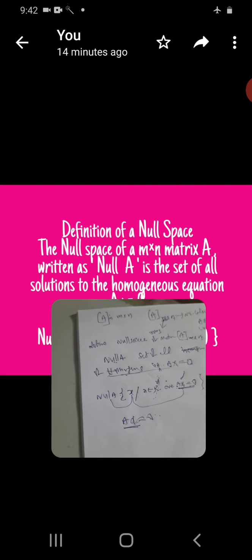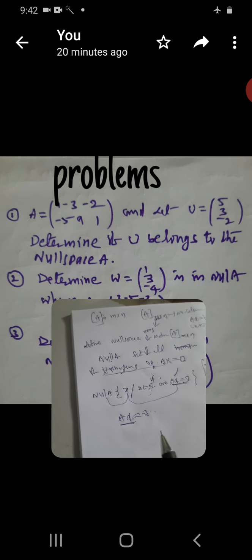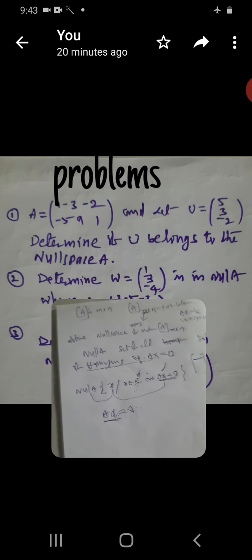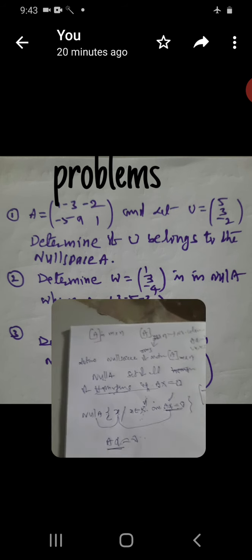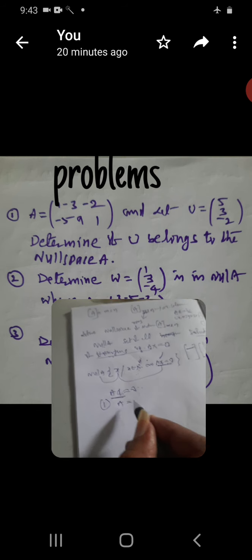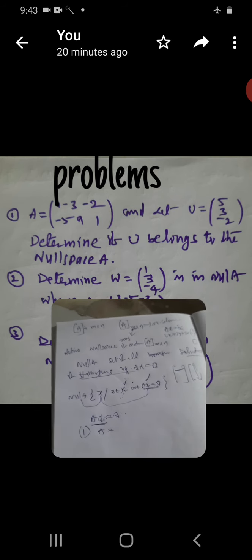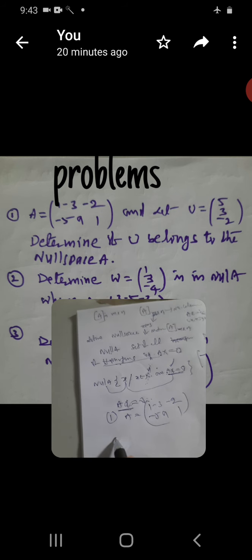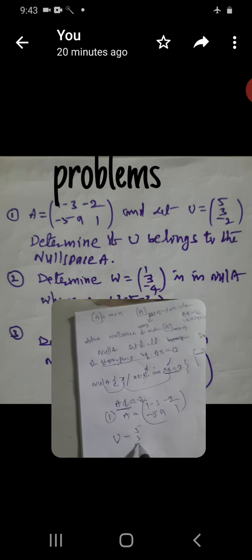Now problems on this null space. These are important problems, given two or three times under 4 marks or 6 marks in our Kakatiya University. This is our first problem. Here A is equal to the given matrix: 1, -3, -2, -5, 9, 1. Let U be equal to the vector 5, 3, -2.